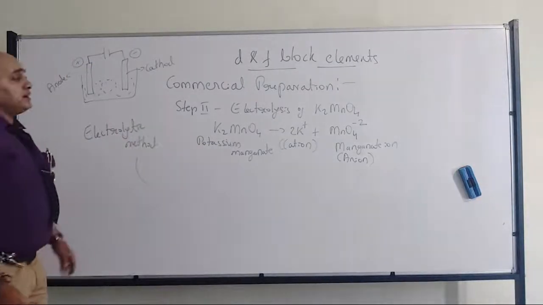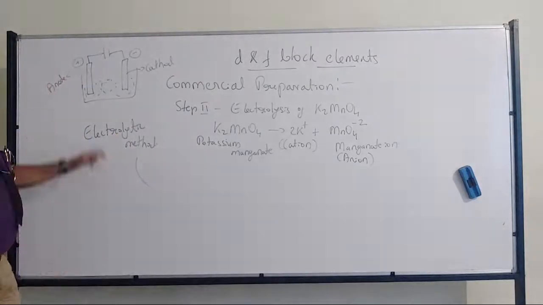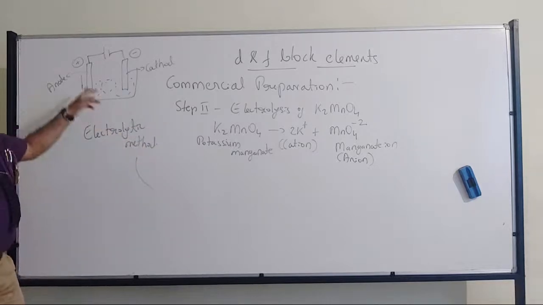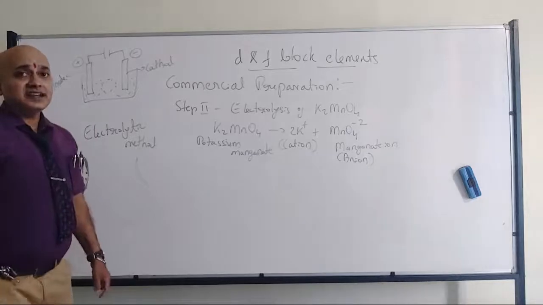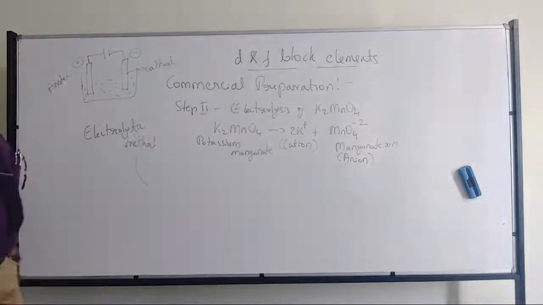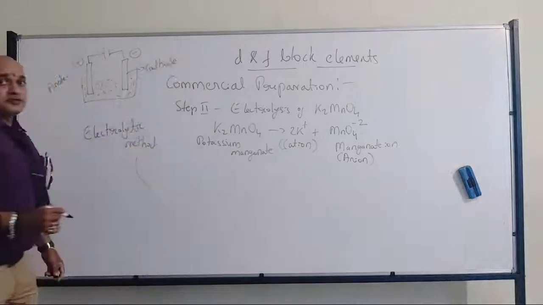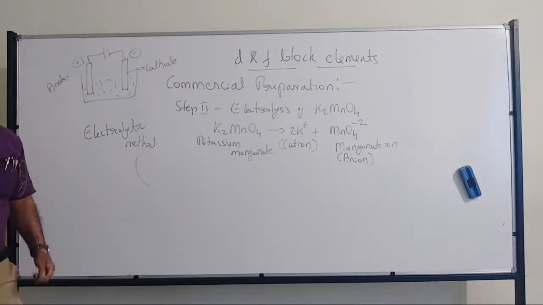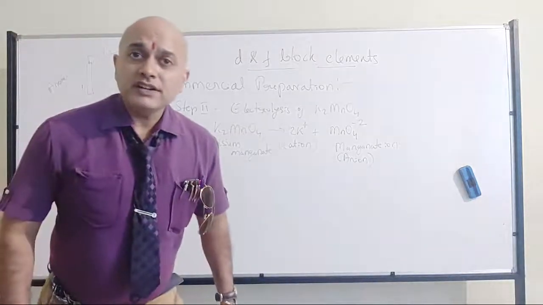Now what will happen? Whatever manganate is negatively charged, it will move towards the anode. Therefore it is an anion, therefore it goes to the anode. And whatever positive charge, that is the cation, it will move towards the cathode. That's where we have the movement of these 2 ions to their respective electrodes. All of you have understood?